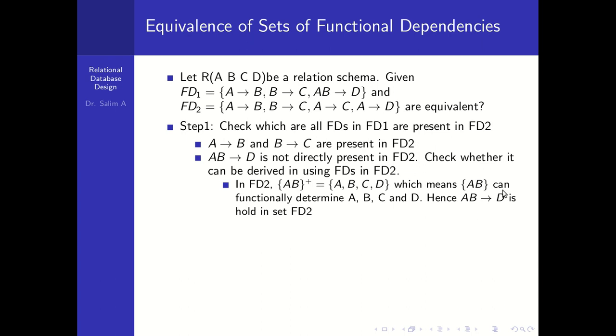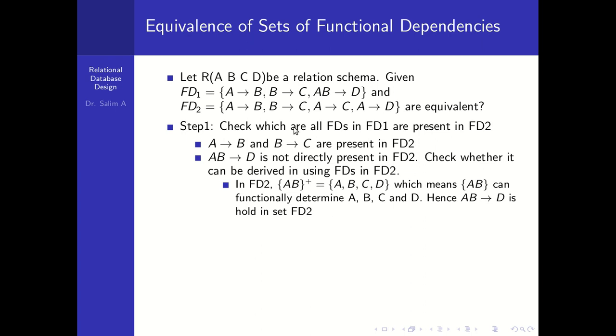That means AB can determine D. Therefore, it is inferred. What is the idea here? We check whether the FDs in the first set are present in the second set or not. The first two are present as such. The third one is not present, but it is inferred using the FDs in the second set. If you take AB closure, you will see ABCD, which means that AB can functionally determine A, B, C and D. Hence, AB determines D is holding in FD2.